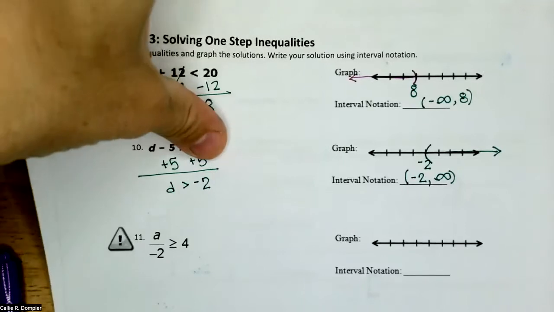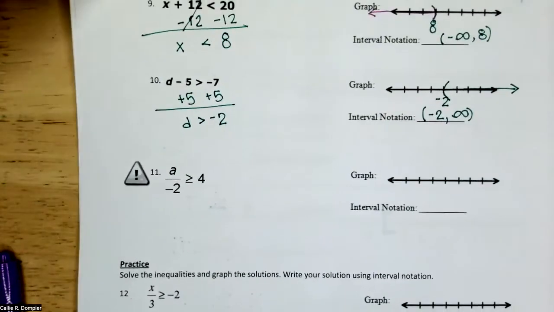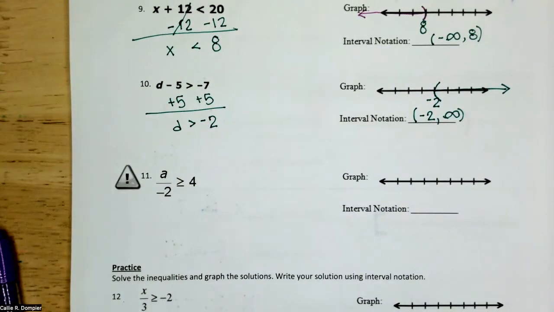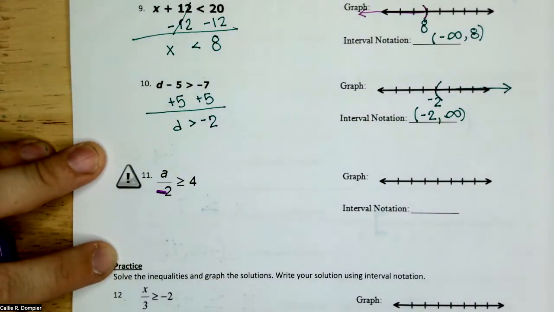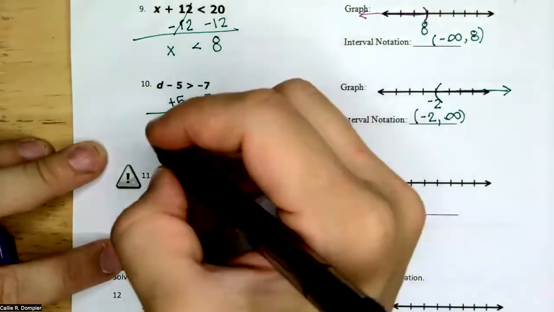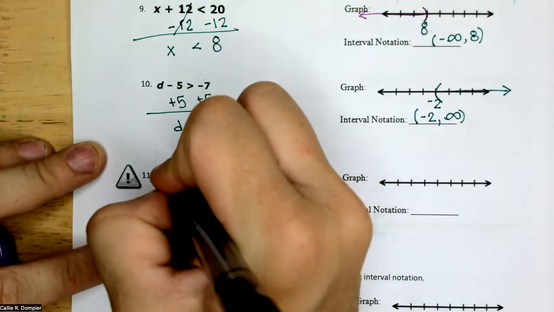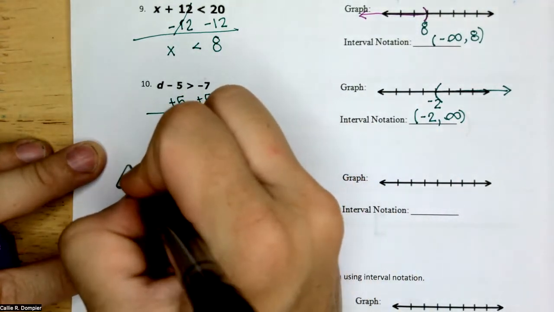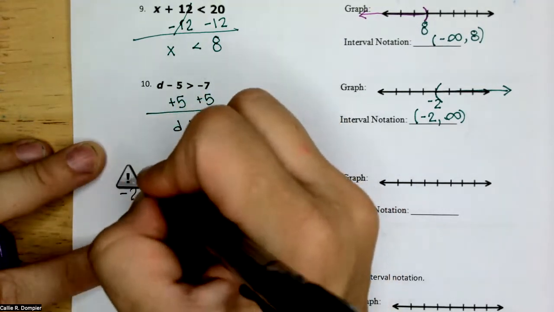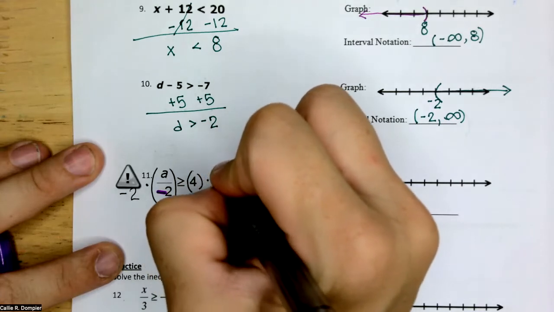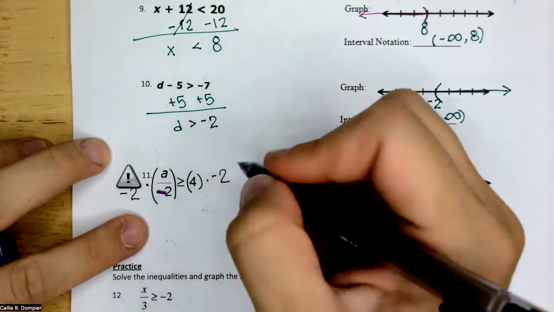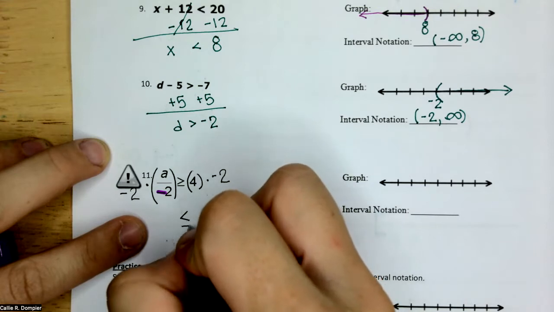A divided by -2 is greater than or equal to 4. This has a little flag next to it because if you have to multiply or divide by a negative, you're going to flip the sign. So a divided by -2, to get rid of that -2, we need to multiply by -2. Anything I do to this side, I have to do to this side. Again, if I'm multiplying by a negative, I flip the sign.